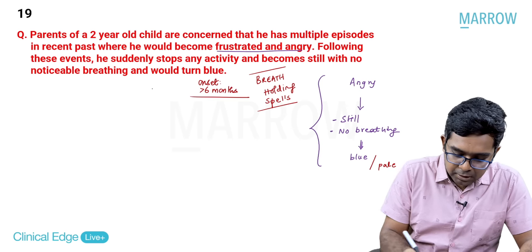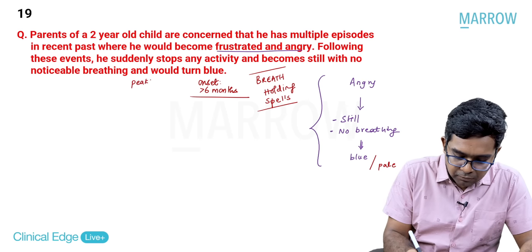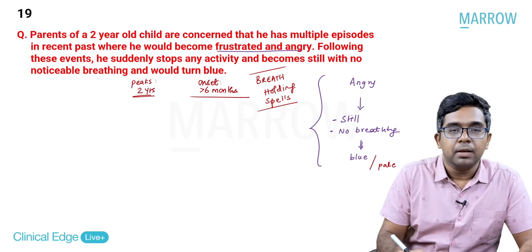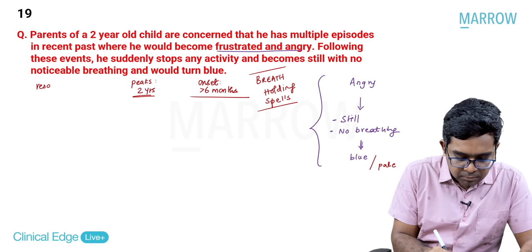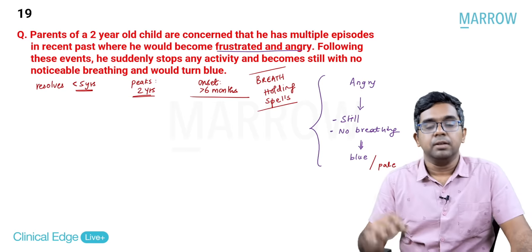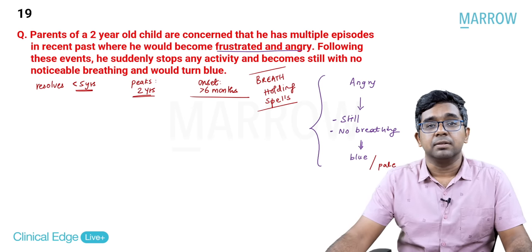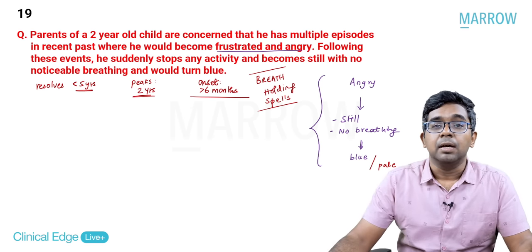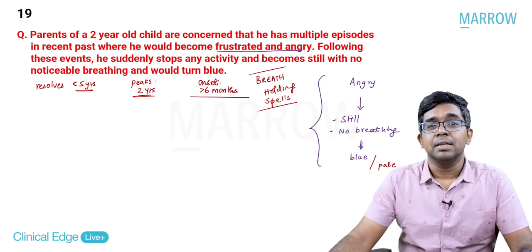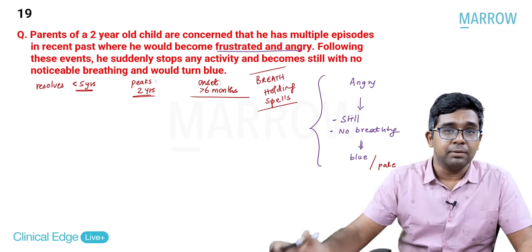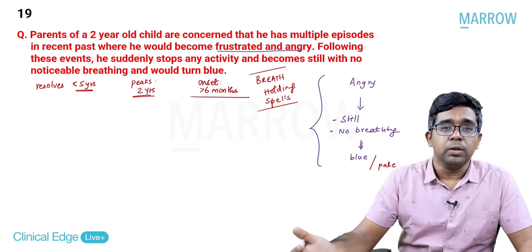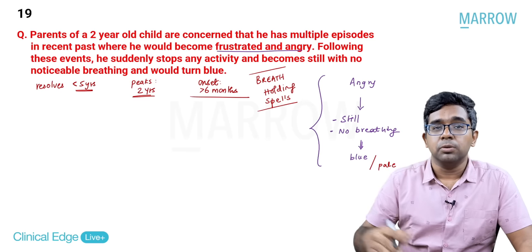After 6 months, it actually peaks by the age of 2 years, typically noted in this particular question also. And usually it resolves within five years of age. Okay, right? Now, an important point to note is that whenever a parent sees this event, definitely they would think it is abnormal. But you have to reassure the parents that this is something like a behavioral problem in the child, which is going to settle as the child becomes older.